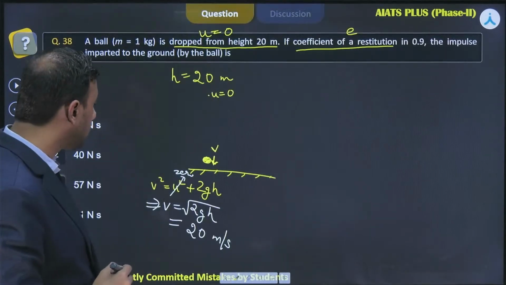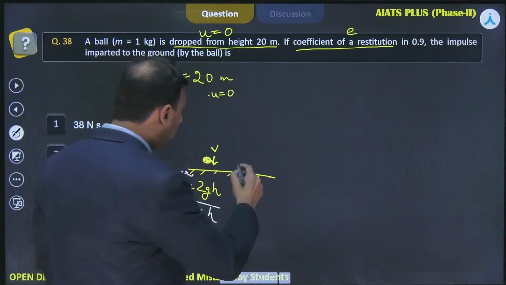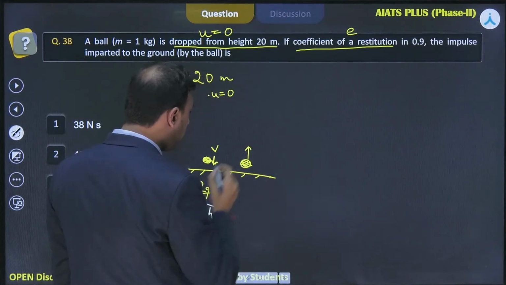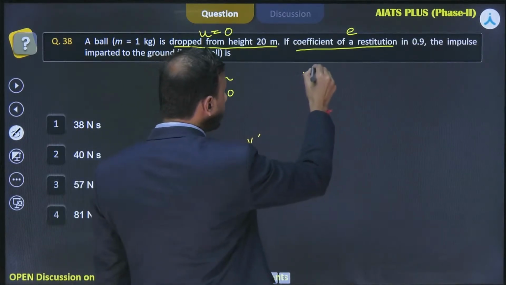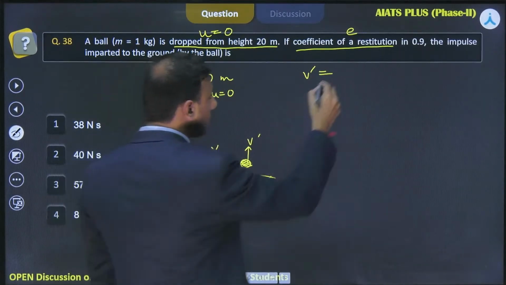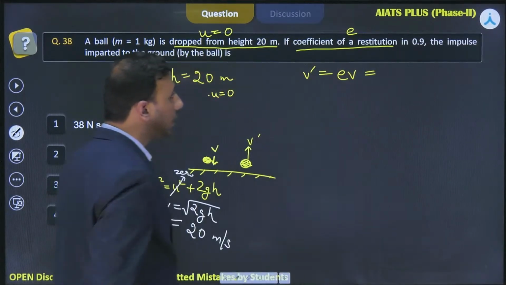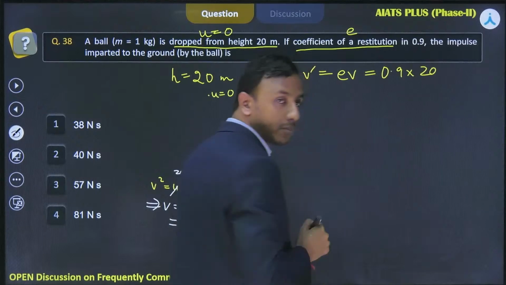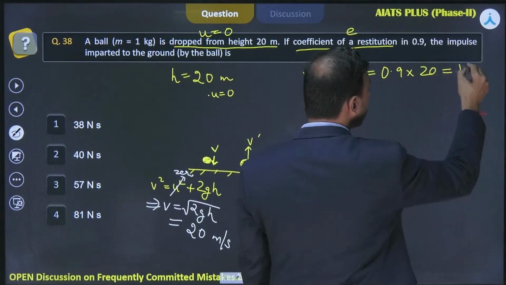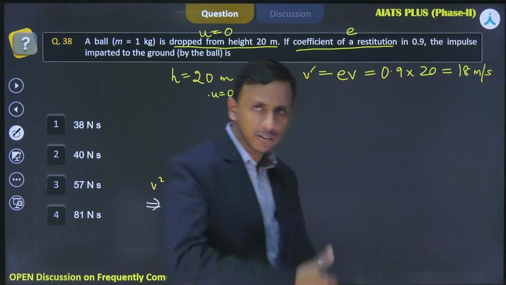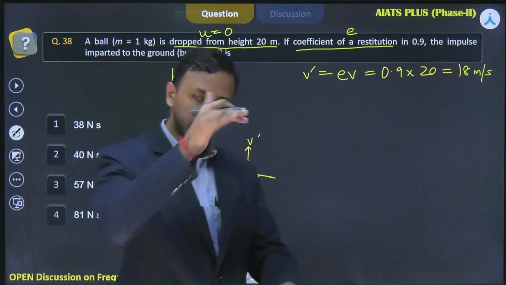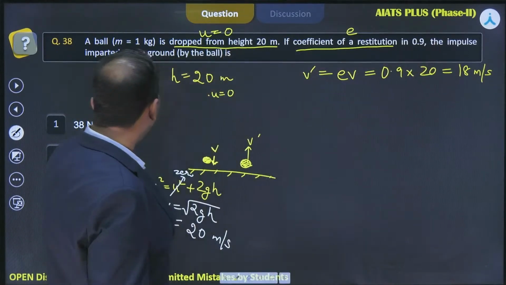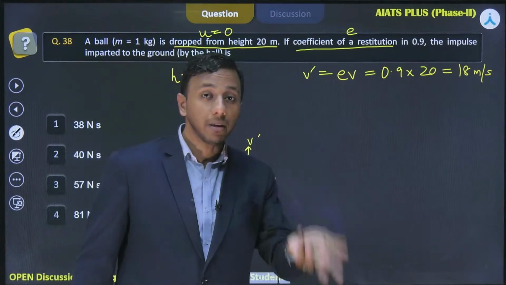So if you see from here, V is given, E is also given. So what is the speed with which it will rebound? Let me draw this diagram over here. Let's say this speed is V dash, right? So this V dash would be E into V. E is how much? 0.9. So 0.9 into 20. That means it is how much? 18 meter per second. That's just what I was saying, right? It won't rebound with the same speed, it will rebound with less speed. Very well. That's not what we are supposed to find. They're asking the impulse imparted to the ground by the ball, right?